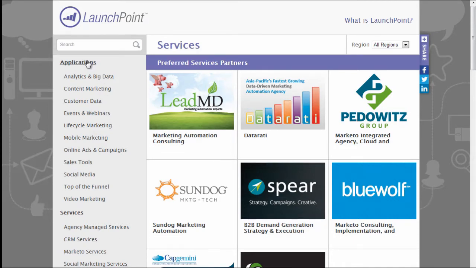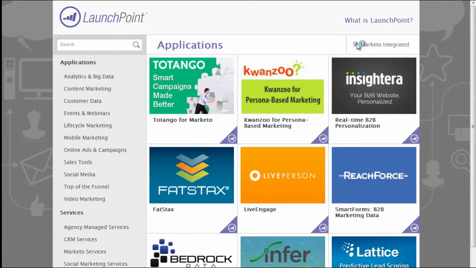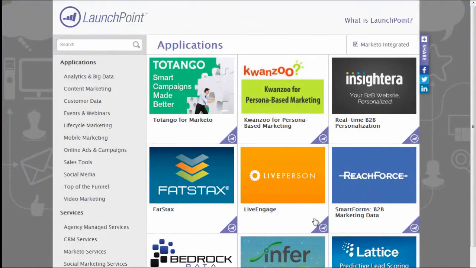In terms of application partners, there's around 200 plus application partners. Now, not all of these are actually integrated with Marketo. If you want to look at the ones that are, there's this little tick box here, Marketo integrated, and there's only about 12 that are currently listed. However, Marketo does have a dedicated developer site called developers.marketo.com, which contains its API documentation, quite extensive, and some of the email scripting, webhooks, and Marketo websites. So expect the amount of third-party integrations into Marketo to rapidly expand because they do have an open API which is well defined and documented, as well as a very good onboarding process for Marketo Launchpoint for those applications.